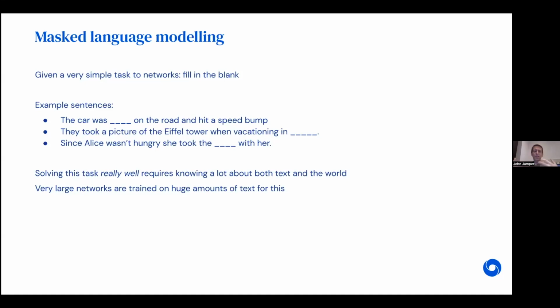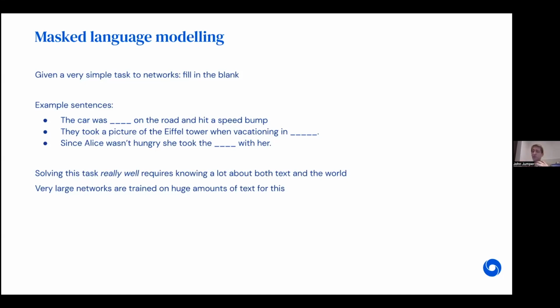And there's another example, even more on world understanding. Since Alice wasn't hungry, she took the blank sandwich with her, right? She didn't eat it then. But you can think of other things. Solving this a little bit is the simplest way: well, these are the common words in the English language. Solving it a little bit better, you have to understand various co-relationships of words. And solving it really well becomes extremely difficult, like understanding the world, to do it really, really well.